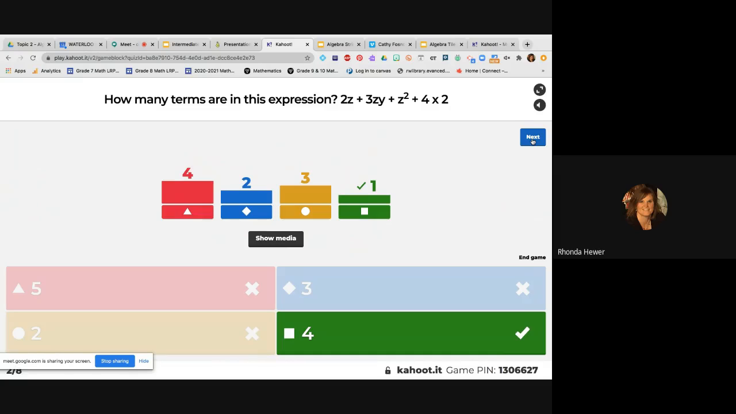A term is separated by an addition or subtraction sign only. When you look at the curriculum expectation, it might say multiple terms, it might say 1 term. This is your clue: a term can have a variable or not, but there will be an addition sign between them. So 2z, 3zy, z squared, and then 4 times 2 is actually a term. 4 times 2 equals 8, that's a term.